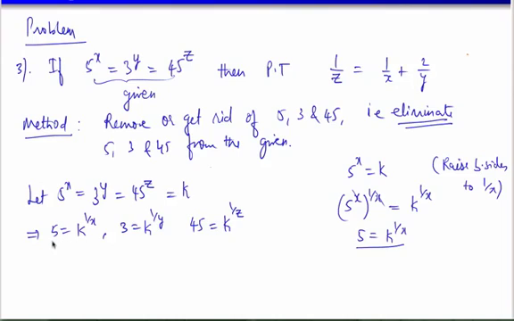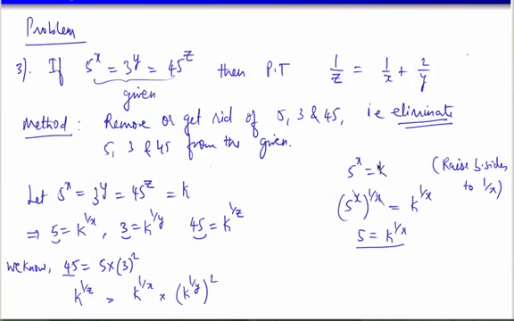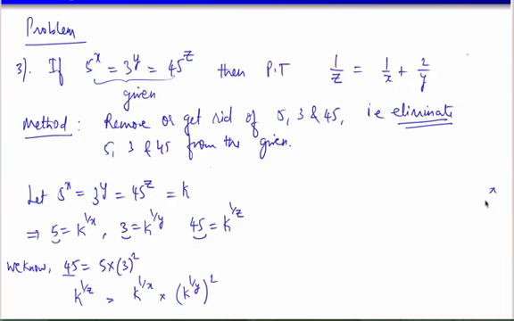Now I want to eliminate 5, 3 and 45. So what I do? I create a relation between 5, 3 and 45. I know 45 is equal to 5 into 9, that is 3 square. So 45 is nothing but k raised to 1 by z. 5 is nothing but k raised to 1 by x. And 3 is nothing but k raised to 1 by y, the whole square. So let me end this problem solution.